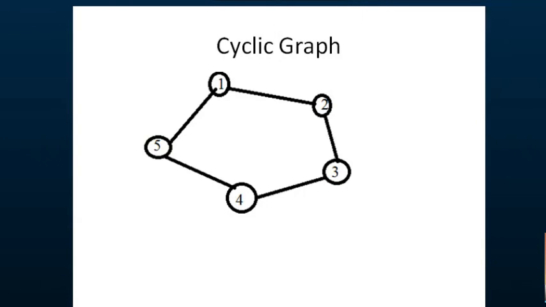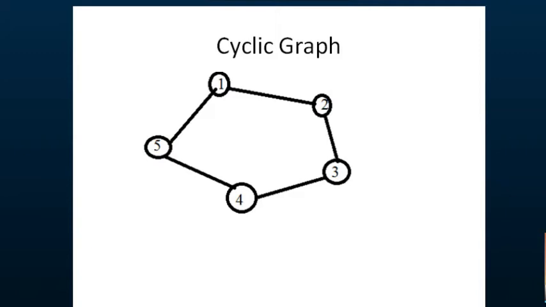1, 2, 3, 4, 5 are the vertices, and the edges are 1-2, 2-3, 3-4, 4-5. Again, 5-1 is joined so that it is a closed graph. That's why we call it a cyclic graph. Now, from this cyclic graph, we can make some subgraphs.